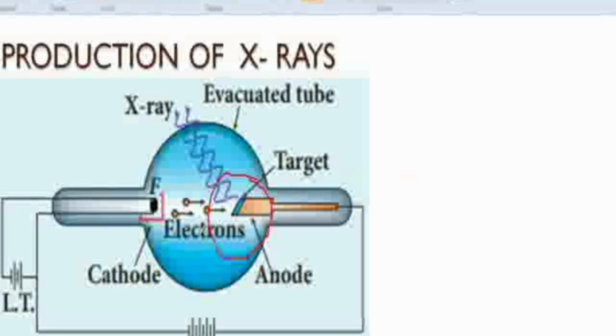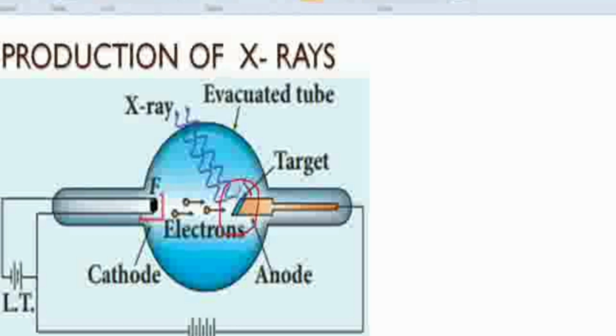Now we can see that when electrons are emitted from the filament, those electrons move towards the target material, that is the anode. Here, a high potential difference is applied, so the electrons are accelerated. The accelerated electrons move very fast towards the anode. Here the molybdenum is placed. See the angle of the molybdenum. It is slightly placed at 45 degrees.